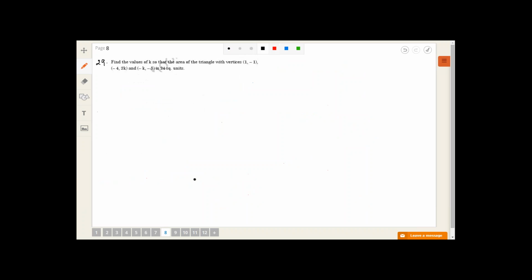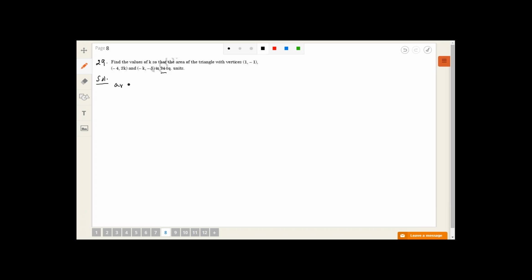Now, next problem, 29th. Find the values of k so that the area of a triangle with vertices (1, -1), (-4, 2k) and (-k, -5) is 24 units. Now, in this problem, we need to find the value of k, so that the points that are given have a total area of 24 square units.